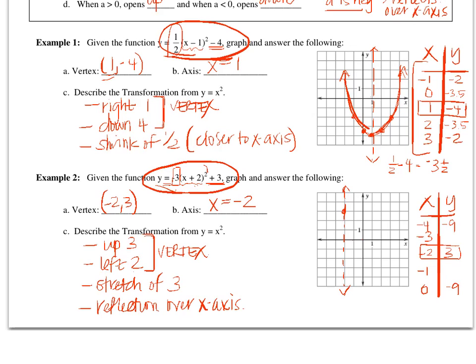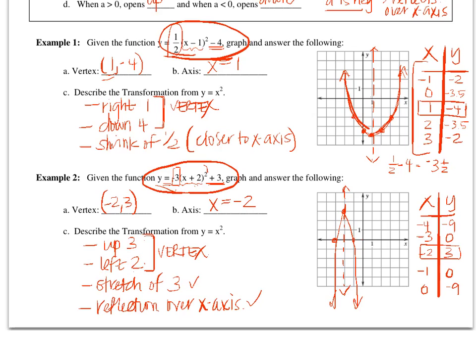Negative 1 plus 2 is 1. 1 squared is 1, times negative 3 is negative 3, plus 3 makes 0. And so I have values at 0 on either side. And negative 9 is way down here, so I'm just going to make this skinny parabola. And I get this parabola that is reflected, and it's skinnier, which means it's a stretch, and it has a vertex of (negative 2, 3).